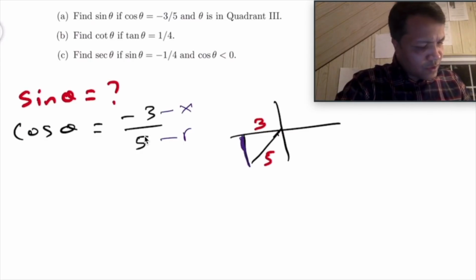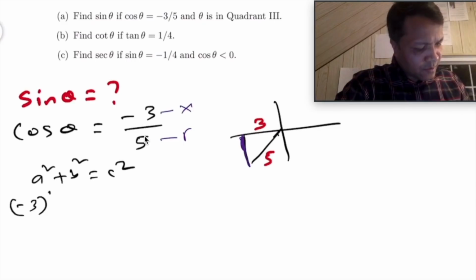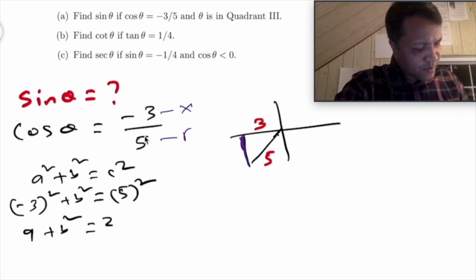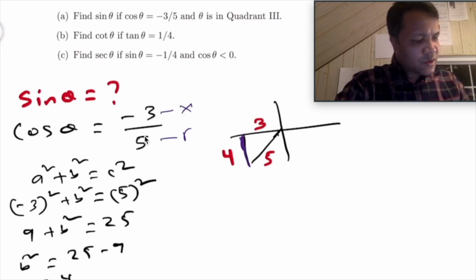So a square plus b square equal to c square. Then a square, which is negative 3 square, plus b square is equal to c square, which is 5 square. So then 9 plus b square is equal to 25. So b square is equal to 25 minus 9. So b is equal to 4. So this is 4.